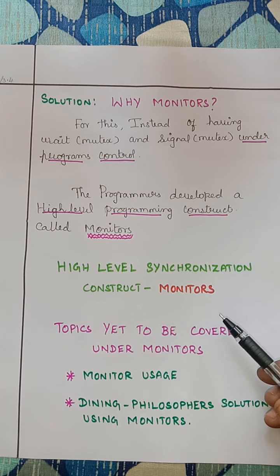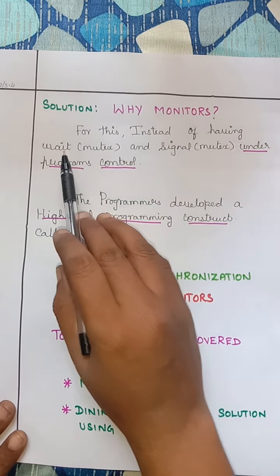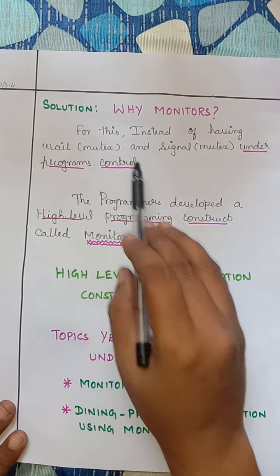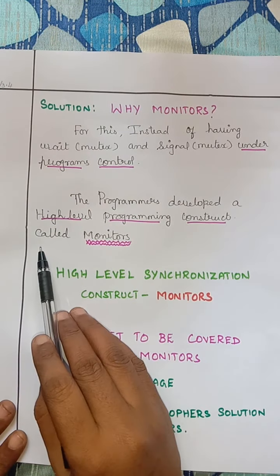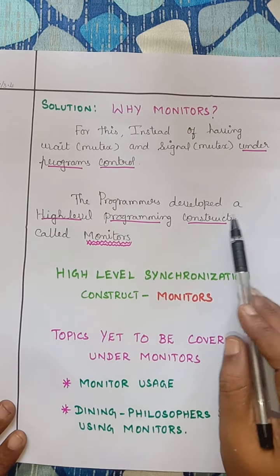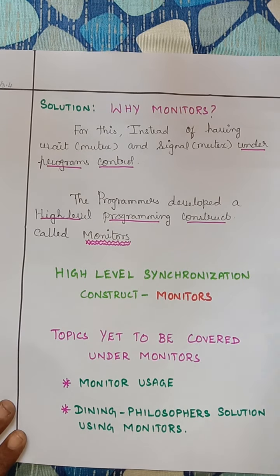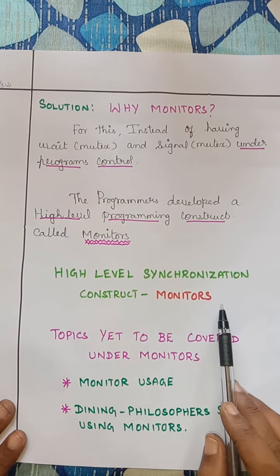And the third one is, what is the solution to avoid deadlock? For this, instead of having wait and mutex under a program's control, programmers developed a high-level programming construct called monitors. Now, the monitor is going to take care of the whole program and its critical sections and its functions also. This high-level synchronization is called monitors.